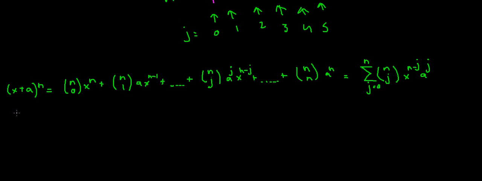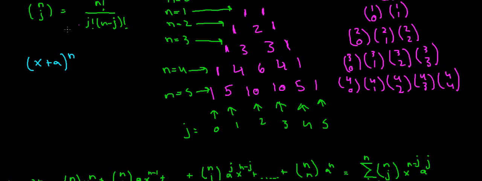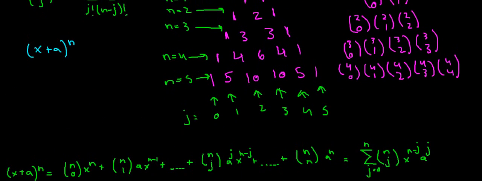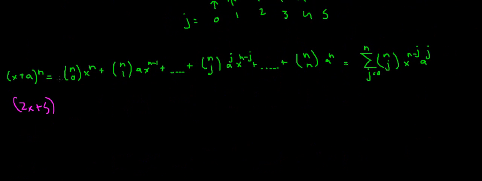So if I have something like (2x + 5), and I want to write this in n choose j notation, and I'm not going to evaluate it, I'm just going to write it out this way. So n choose j, n in this case, I'll do 3. n in this case is 3. So if I want to write the polynomial out in binomial form, 3 choose 0, x to the n.